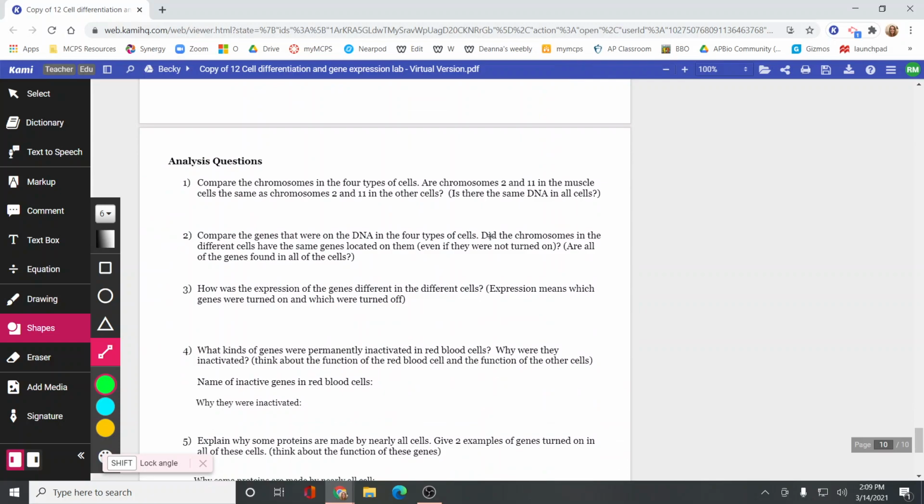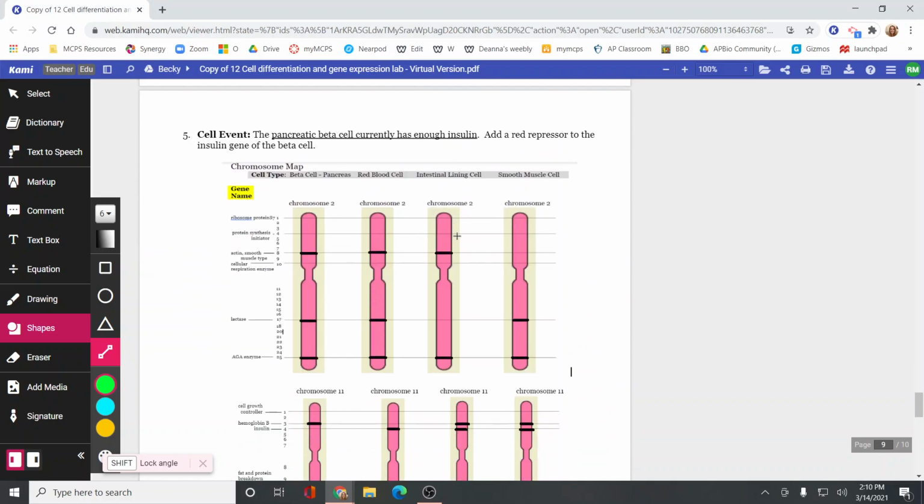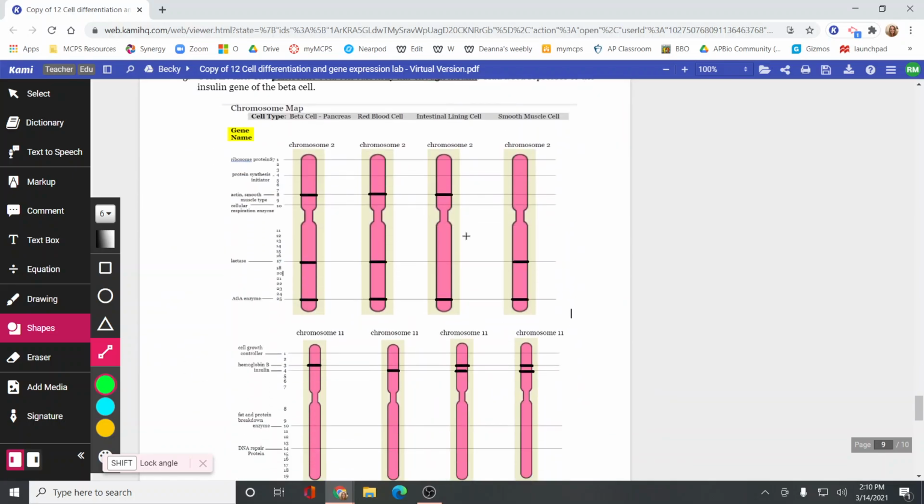So now for our analysis. Compare the chromosomes in the 4 types of cells. Are chromosomes 2 and 11 in the muscle cells the same as chromosomes 2 and 11 in the other cells? So you can just even look at this picture, when you look at the chromosomes, do all of the cells have the same chromosomes? Do they all have chromosomes 2 and 11?